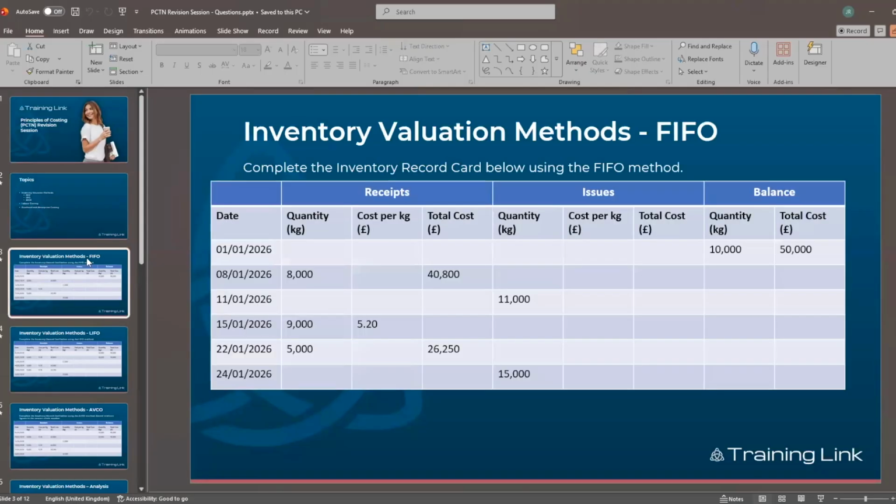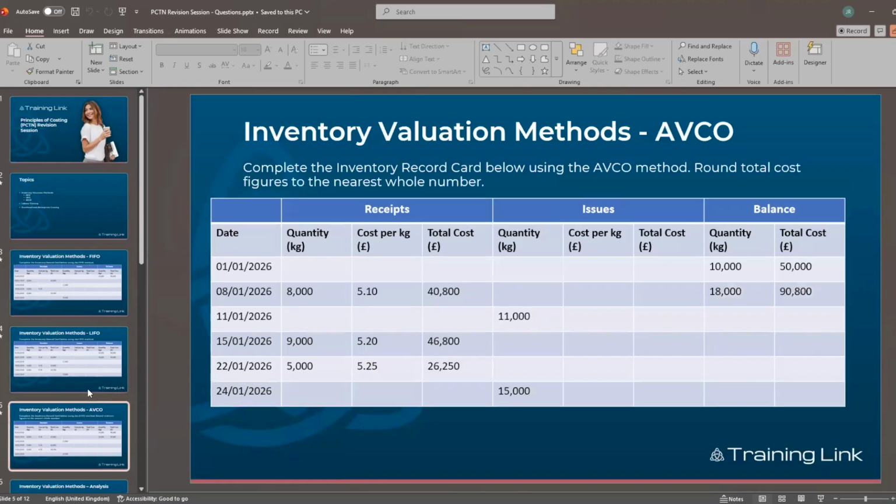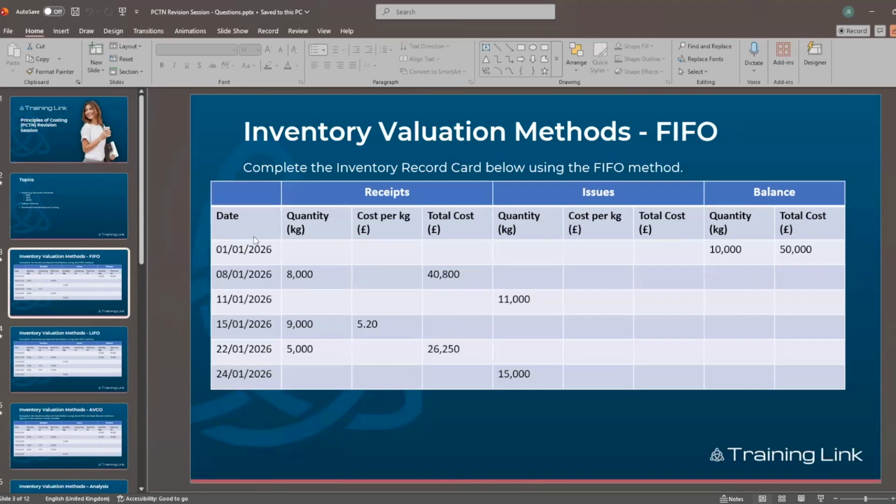Okay, so first of all, we are going to start on a FIFO question. For each of these three methods, I've got the inventory card for FIFO, LIFO, and AVCO, and we're going to use the same scenario. So it's the same quantity, the same total cost for the receipts, the dates, etc. But we're going to use that information differently based on how we value our inventory. And at the end, we'll do a comparison between the three so we can see exactly what that means. I wanted to keep the information the same rather than change it so we can see that direct comparison.